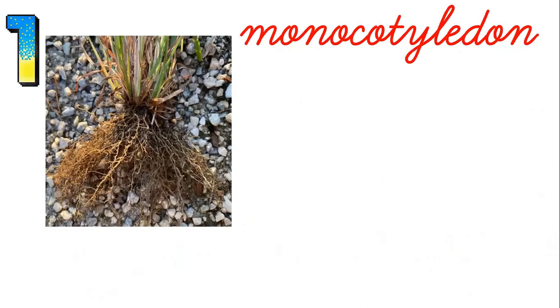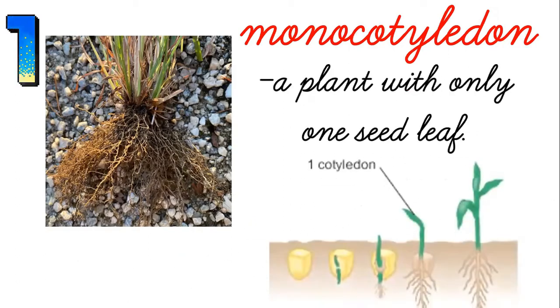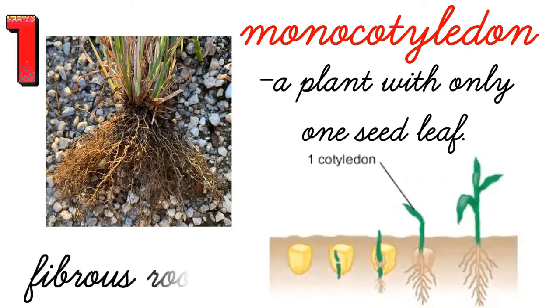A monocotyledon or a monocot is a plant with only one seed leaf. Monocots have a fibrous root system. Fibrous roots branch out in all directions. These roots efficiently absorb water near the ground surface. Fibrous roots also hold soil together to prevent soil erosion. Here are some examples of plants with fibrous roots.